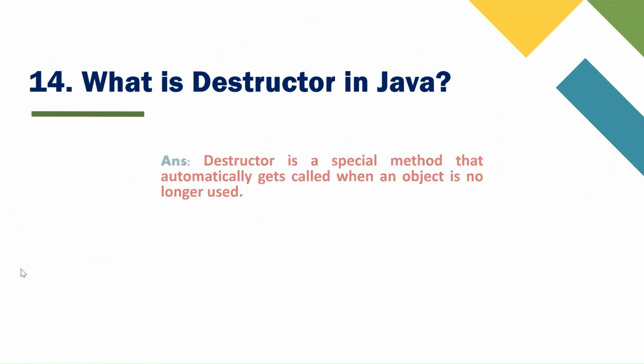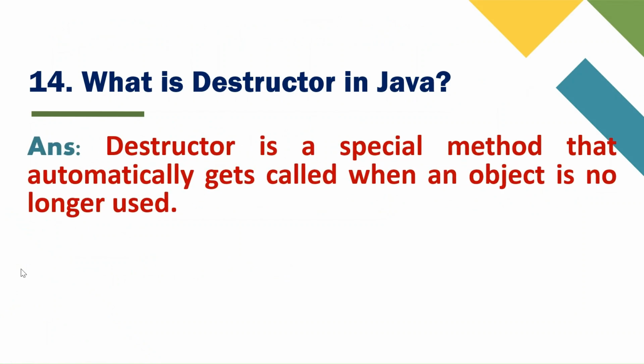What is a destructor in Java? A destructor is a special method that automatically gets called when an object is no longer used. Because whenever you are working with an object, the object will be in use and it can hold some memory. But after the work is over, I need to release the memory.